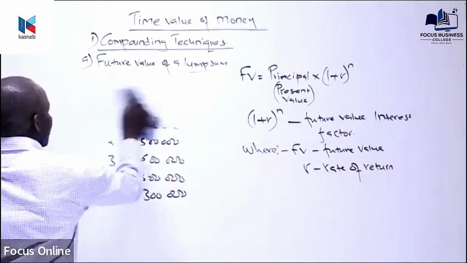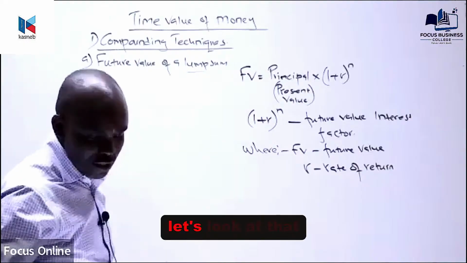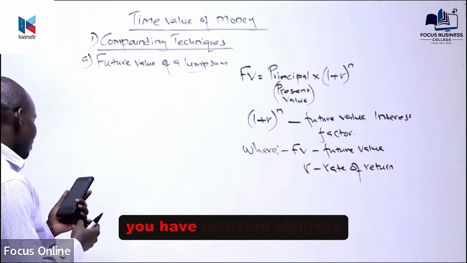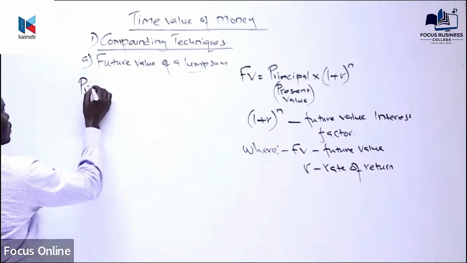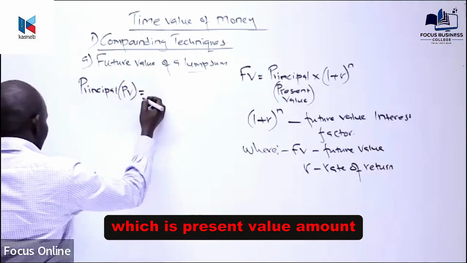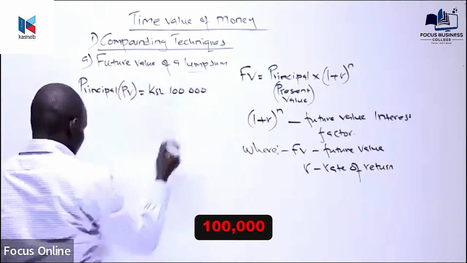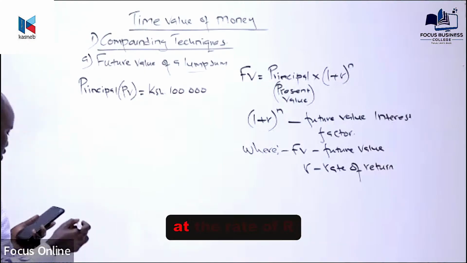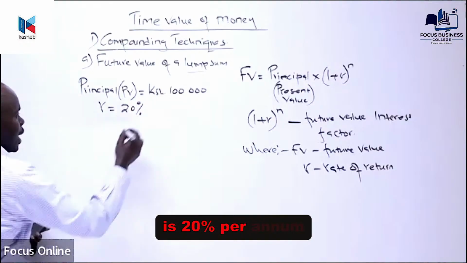Let's look at that. We are doing that illustration, that example. We're saying, assume that you have invested shillings 100,000. That is the present value. That is the principal. The principal amount, which is the present value amount, is Kenya shillings 100,000. Then the investment is expected to earn interest at the rate of r is 20% per annum.